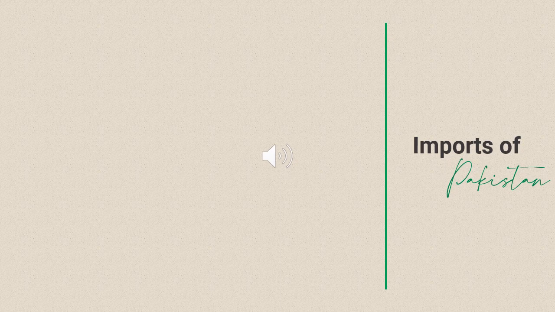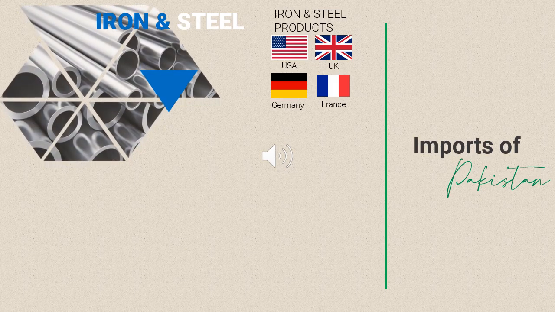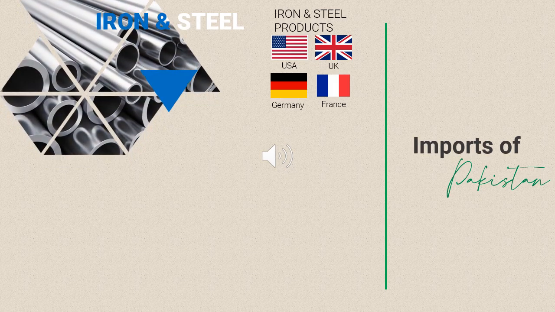Iron, steel, and its products. Iron and steel play an important role in strengthening the economy. Without iron and steel, it is almost impossible to design and construct heavy buildings and machinery. Pakistan is unable to meet its domestic demands from its resources, so it has to import iron and steel from different countries like Germany, Belgium, France, UK, USA.